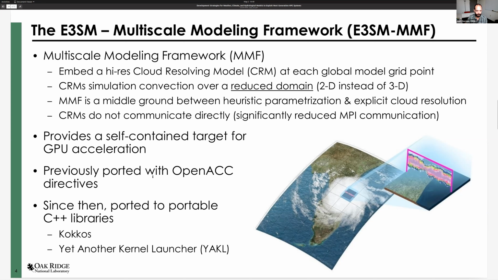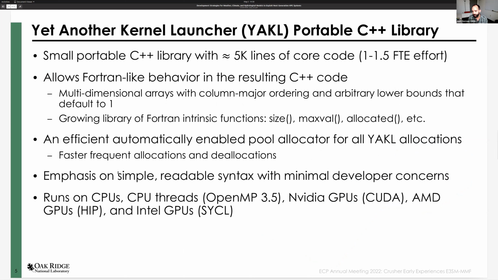Previously, we had run this with OpenACC directives, but since then, again, we can talk offline about the reason for this choice, we found it more stable to move over to portable C++ libraries, namely Kokkos, and a library that we have in-house called Yet Another Kernel Launcher. Many of you are already familiar with Kokkos. It's a very stable product used by many codes. So I'll just take a brief time to describe what this YAKL portability library is.